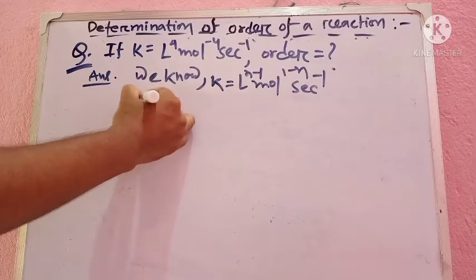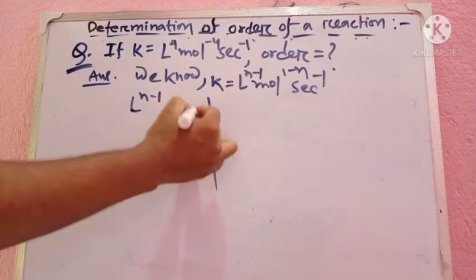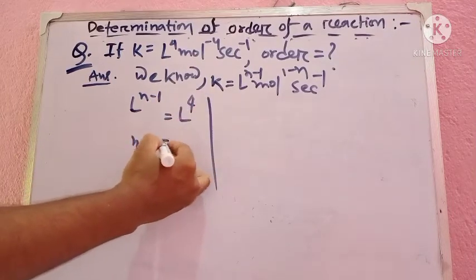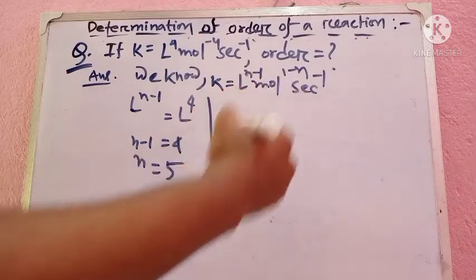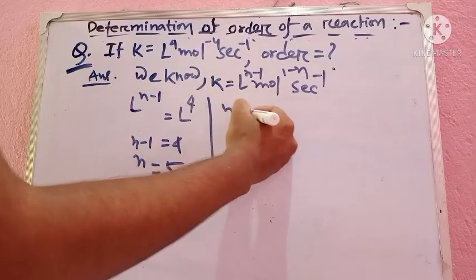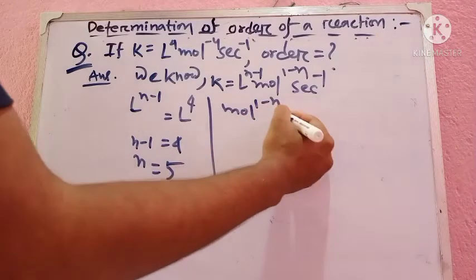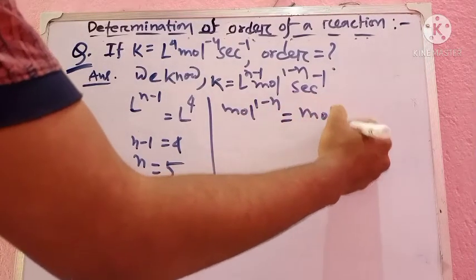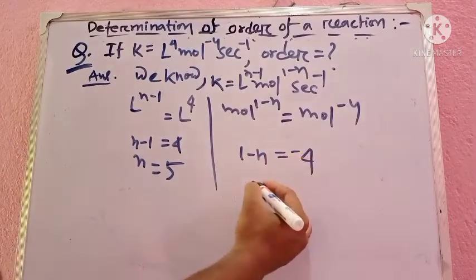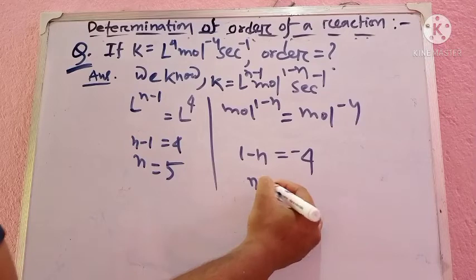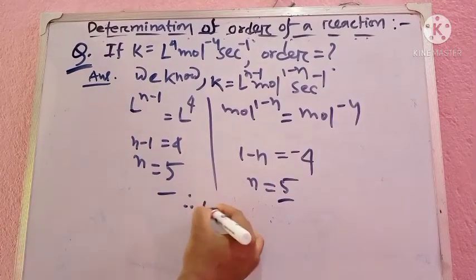Then we compare with the question, that is L to the power n minus 1 equals L to the power 4, that is n minus 1 equals 4, that is n equals 5. And that is one process. You can follow another process, that is mole to the power 1 minus n equals mole to the power minus 4, that is 1 minus n equals minus 4, that is n equals 5. That is fifth order reaction.